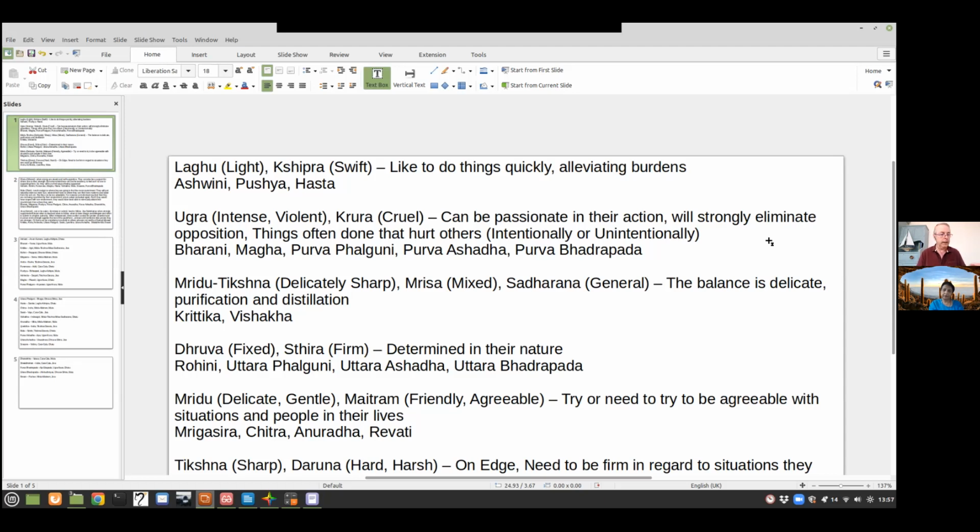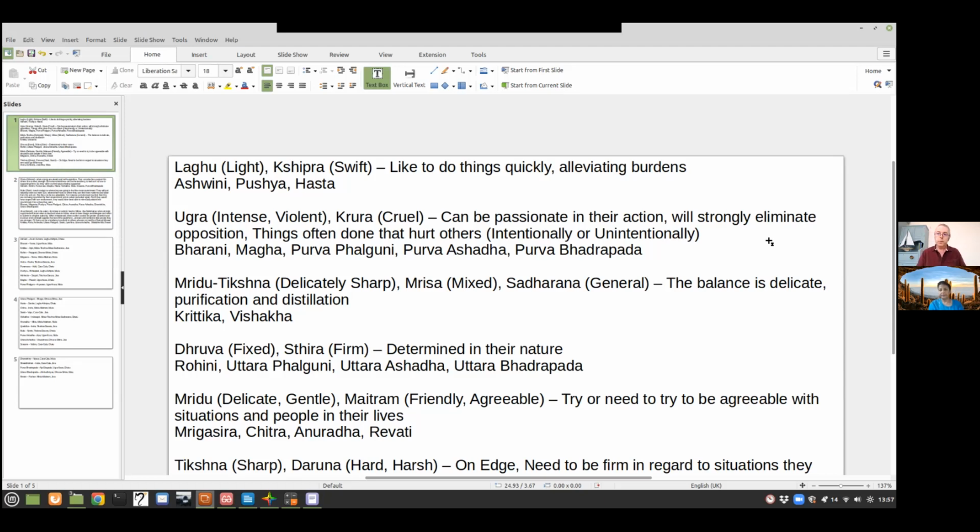Interestingly enough, we think of Venus as being a very gentle, wonderful planet. All the Venus nakshatras are also Ugra and Krura. So Bharani is a Venus-oriented nakshatra, Purva Phalguni as well, and also Purva Ashadha nakshatra.